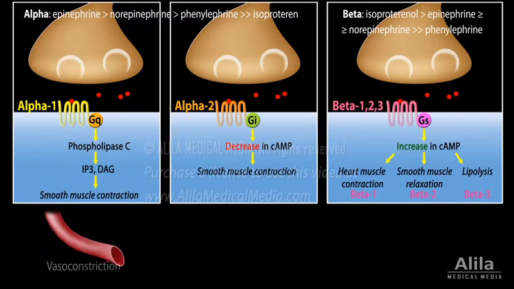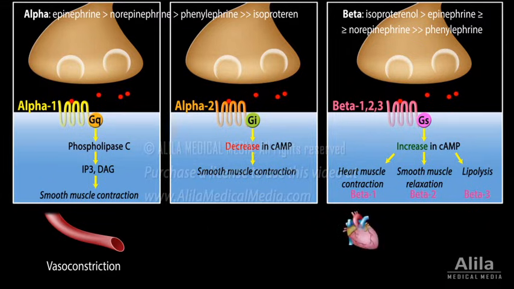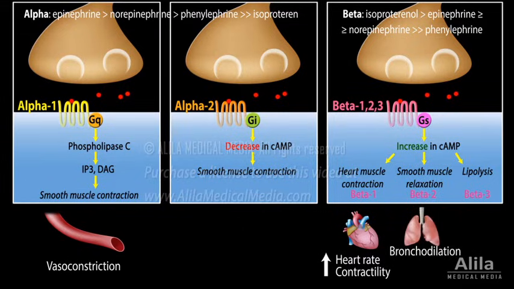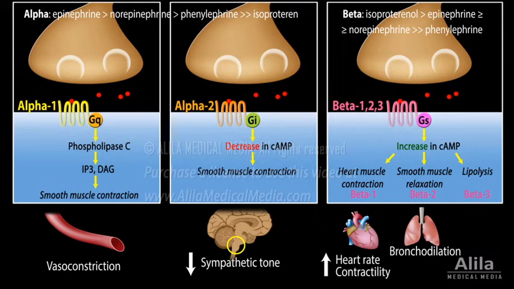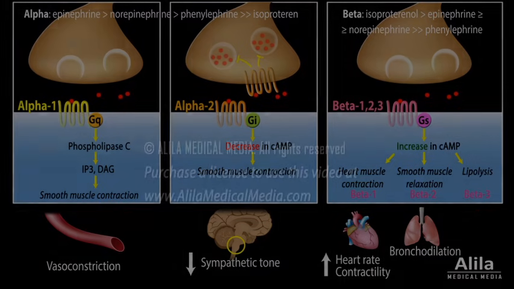Its activation induces vasoconstriction. Beta-1 is prominent in the heart. It increases heart rate and cardiac contractility when activated. Beta-2 activation results in bronchodilation in the lungs. And alpha-2 reduces sympathetic outflow in the brainstem. Alpha-2 can also act as the presynaptic neuron, where it inhibits neurotransmitter release as a feedback mechanism.